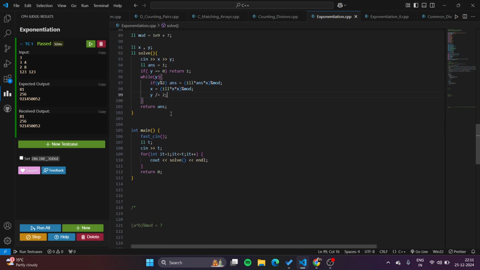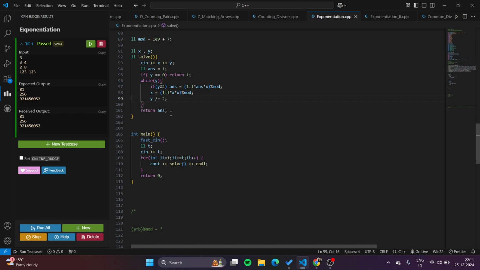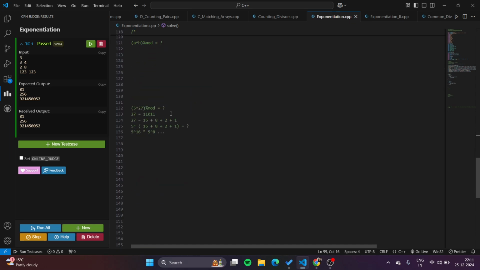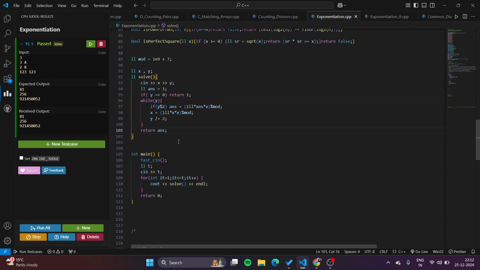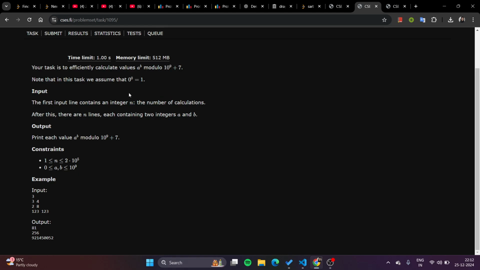So the bit pushes itself to the right. For example, if I divide 27 by 2, this bit will be gone and you'll be left with this much. Okay, it pushes itself to the right. And similarly, you'll see if the bit is set, then you take it, you multiply it into the answer. If it's not set, you just leave it. Okay, and you just return the answer. Now, this was the answer for just binary exponentiation.